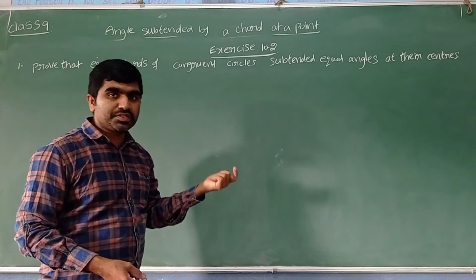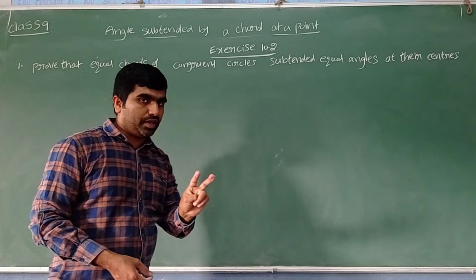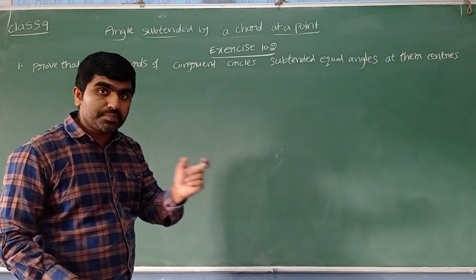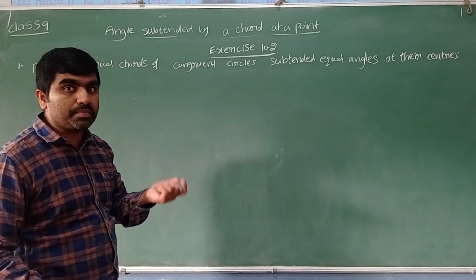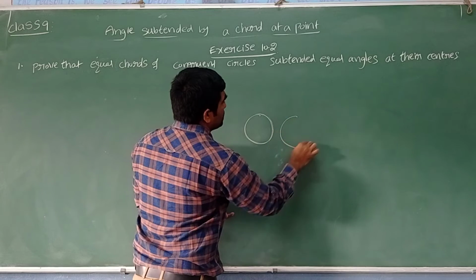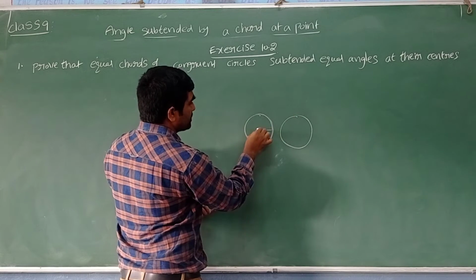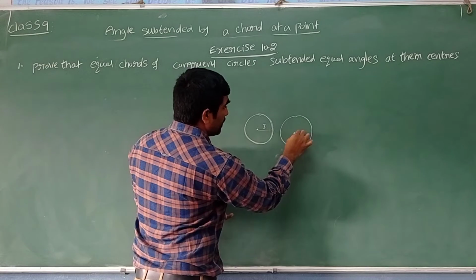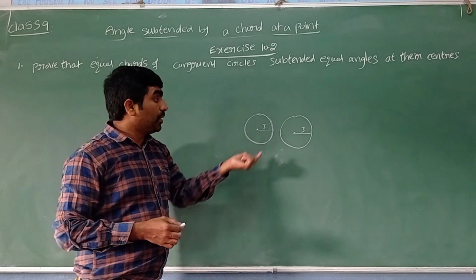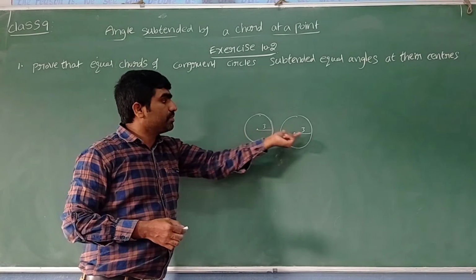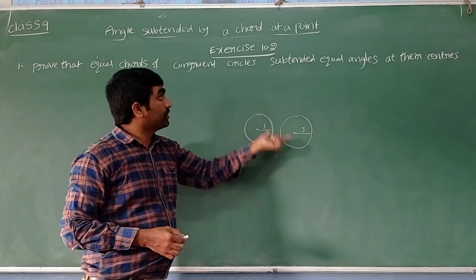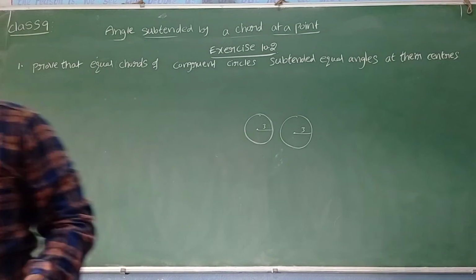Congruent is nothing but same shape, same size. Any two circles always have the same shape, circle shape. Congruent means same size. So when two circles have the same radius, we can say that both are congruent circles. For example, suppose the radius of one circle is 3 centimeters and the other circle also has radius 3 centimeters. Both are the same shape and the same size, because the radius is the same. So when two circles have the same radius, both are called congruent circles.